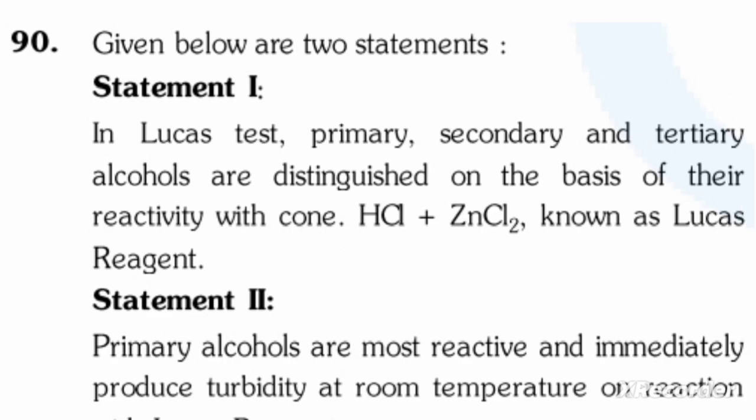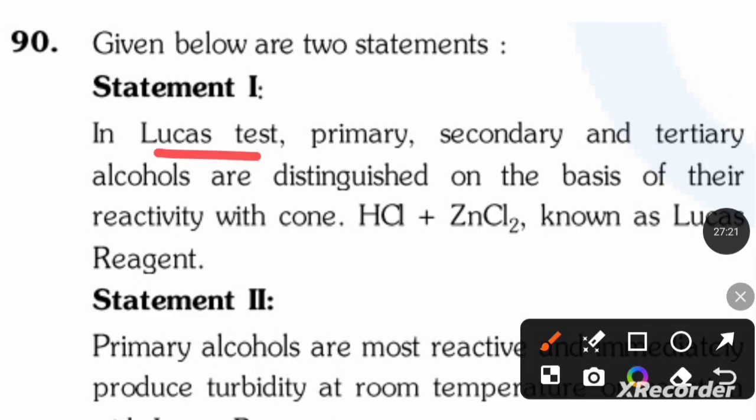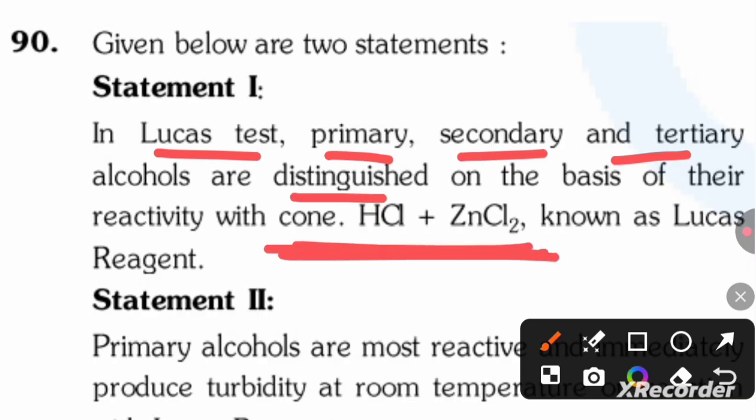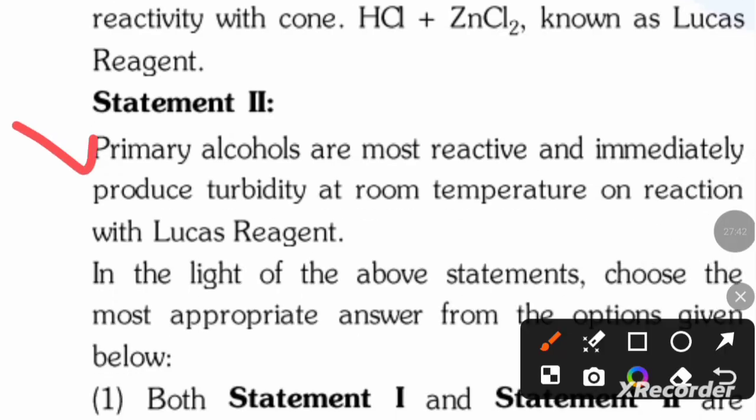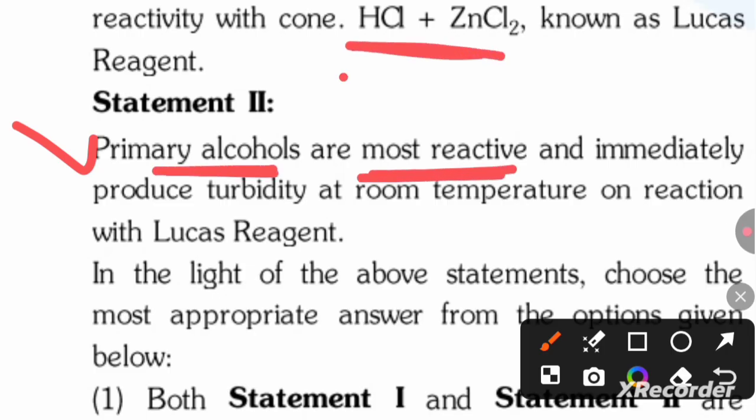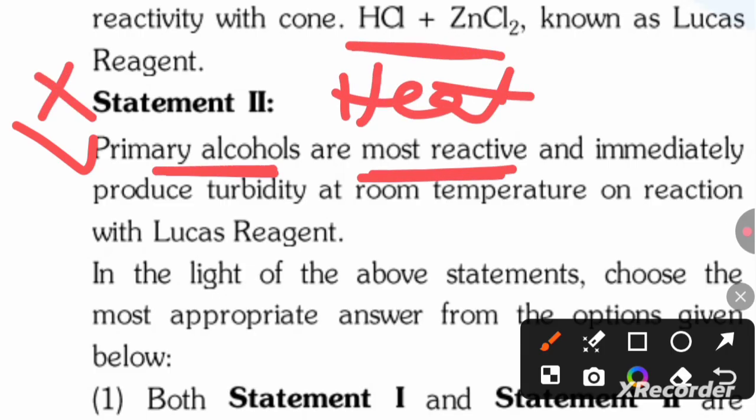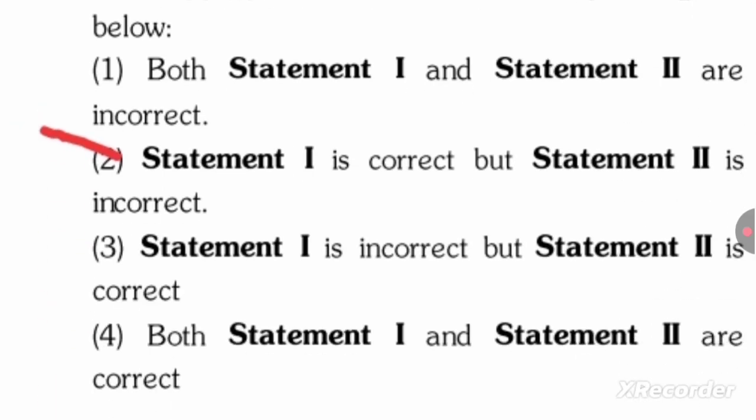Let us go to the first statement. In the Lucas test, primary, secondary and tertiary alcohols can be distinguished on the basis of their reactivity with Lucas reagent, concentrated HCl and zinc chloride. So this statement is right. Let us go to the second statement. The second statement says primary alcohol is more reactive. No. Primary alcohol will react with Lucas reagent only after heating. So statement 2 is wrong. Accordingly, statement 1 is correct and statement 2 is incorrect.